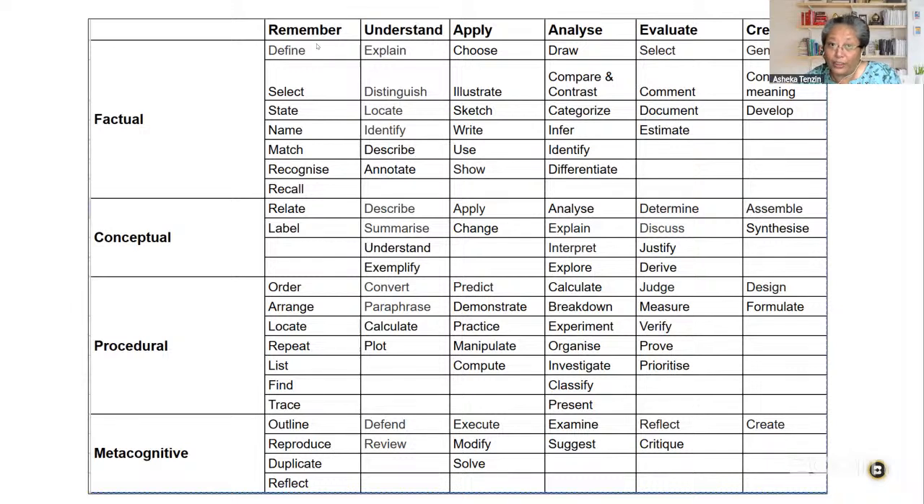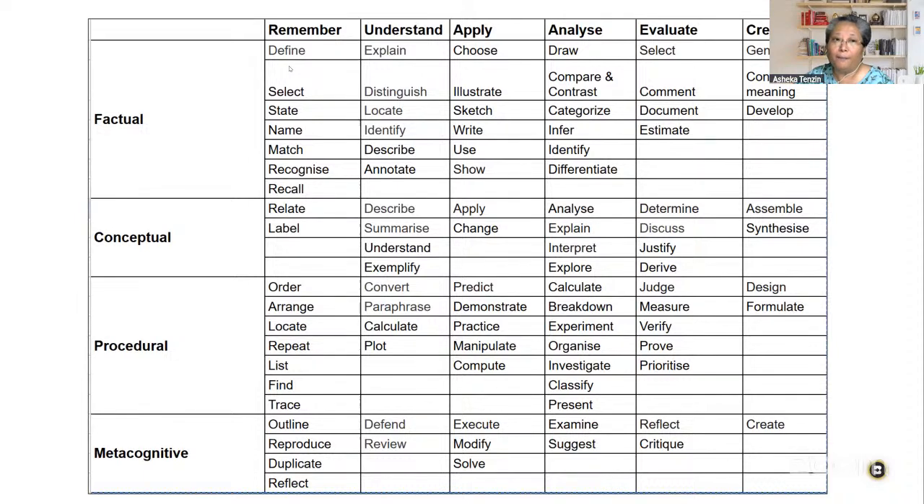So here, this is the different levels: remember, understand, apply, analyze, evaluate, create. And these are the different knowledge dimensions, the type of knowledge: factual knowledge, conceptual knowledge, procedural knowledge, and metacognitive knowledge. What I have done is I have used ChatGPT, and all these words are command terms in the MYP subject guides. I have taken all the command terms that are there in all the 8 subject guides, and with the help of ChatGPT I have put them under this matrix.